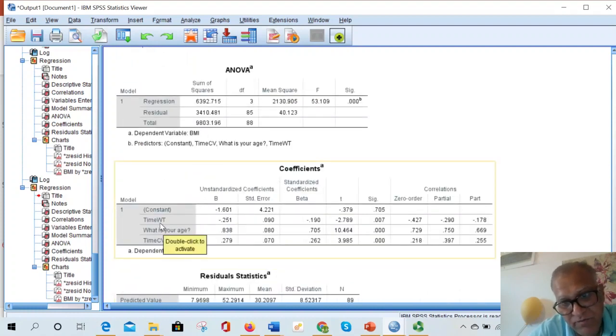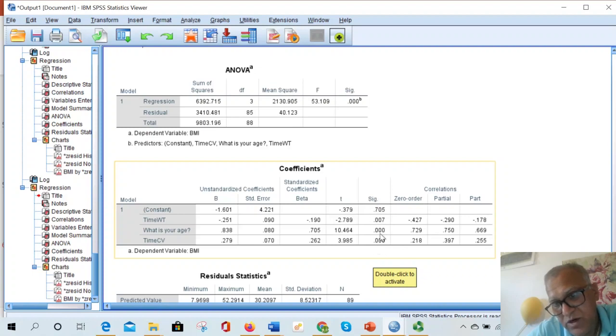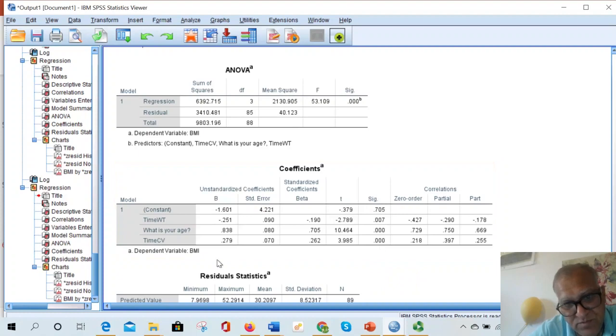So the effect of the weighing machine is significant, yes, 0.077 significant. The effect of age is significant, yes, less than 0.05, 0.00. Time spent on cardiovascular, again significant. All 3 have a significant effect, because all 3 coefficients are significant. P values are smaller than 0.05. What is the effect? That will be from beta.